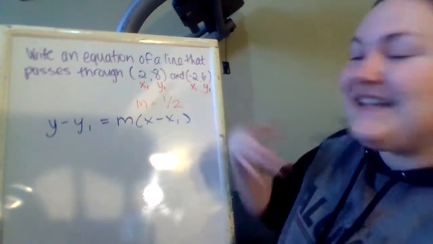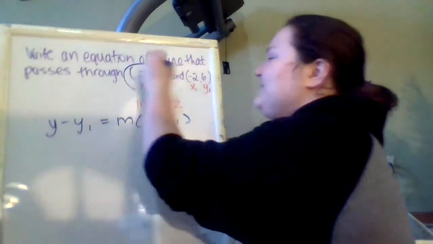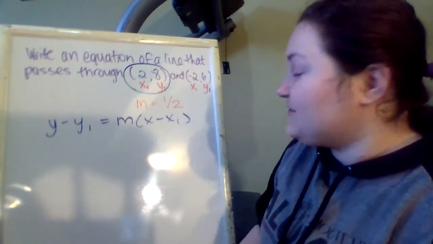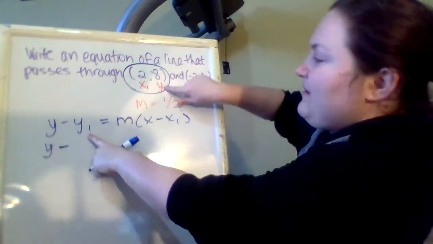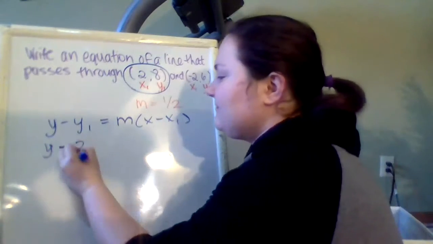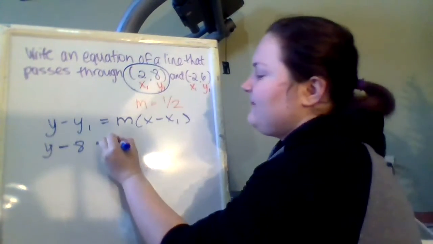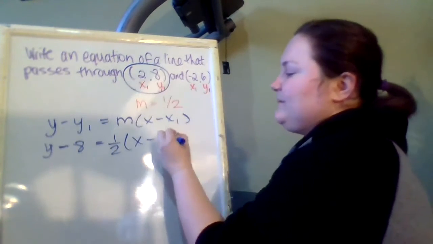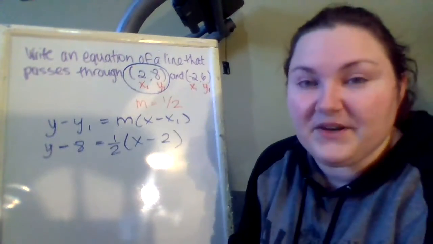Looking at these 2 points, in my opinion, the one with the positive numbers looks easier. So this is going to be the point I choose to use in my formula. So when I go to substitute, it's going to say y minus y1, which is the number 8, equals our slope, m, which is 1/2, times x minus x1, which is the number 2. And then the rest of this is just changing it into slope-intercept form.